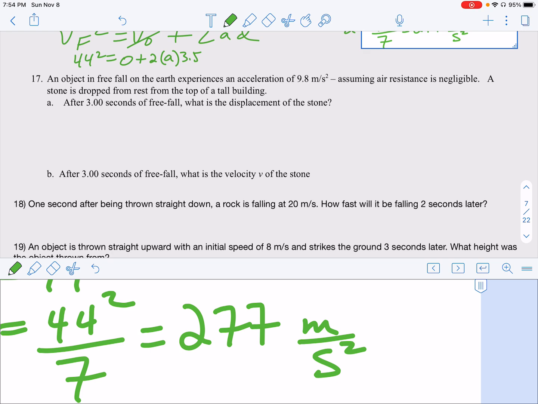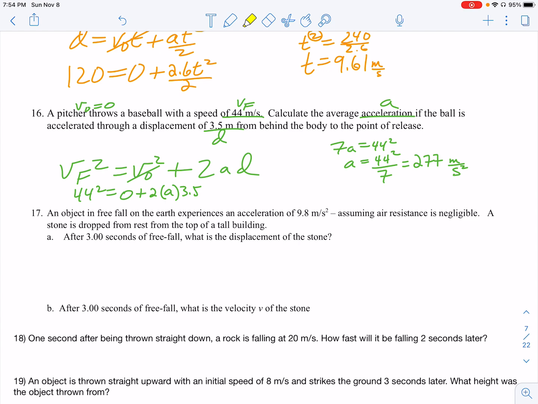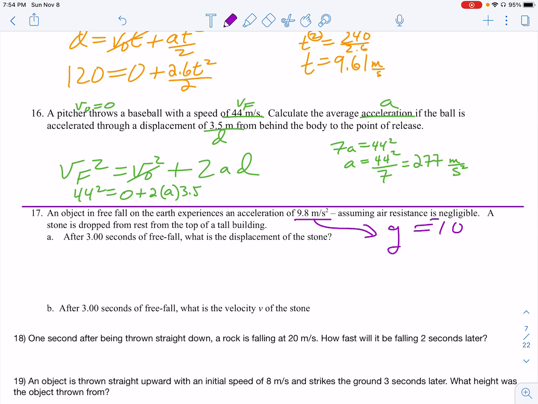Okay, now we're going to do one-dimensional free fall. In free fall you experience acceleration due to gravity, I shouldn't have to tell you that. Let's just say for a test, g equals -10. Okay, you don't have to use 9.8. A stone is dropped from rest from the top of a tall building. Okay, so you know that VO is 0. After 3 seconds, so that's the time. What's the displacement of the stone?